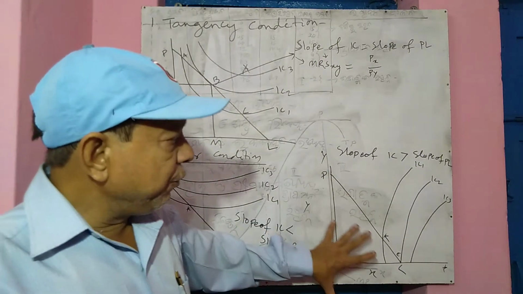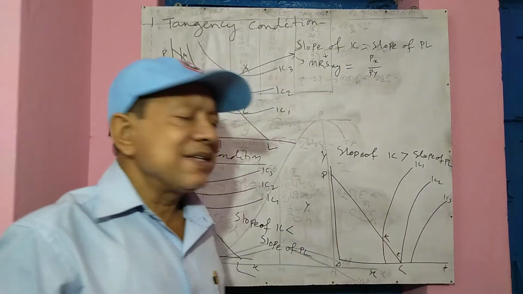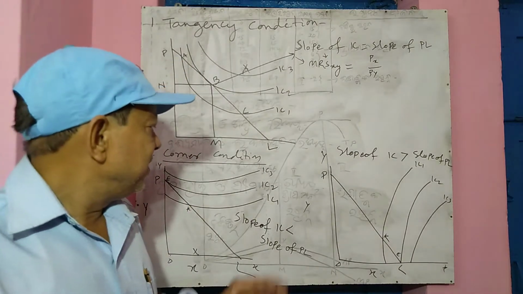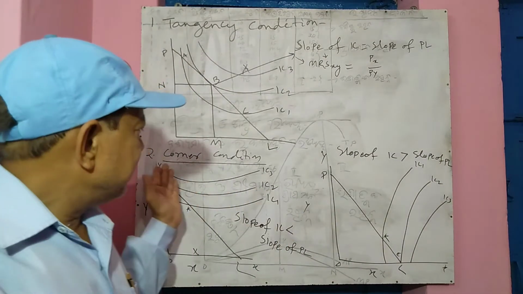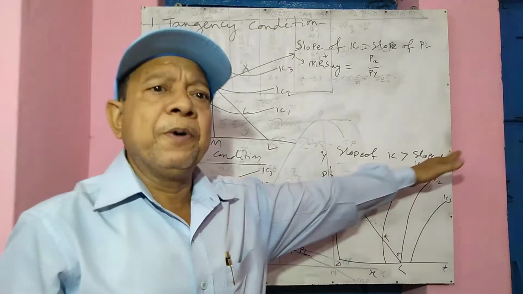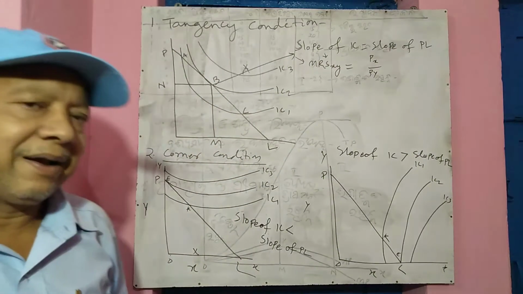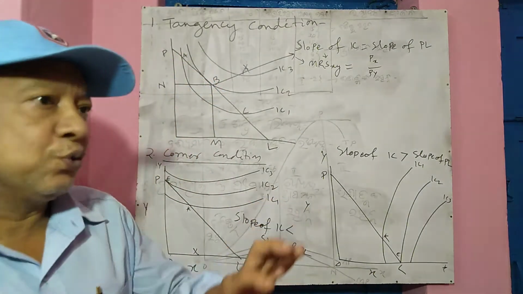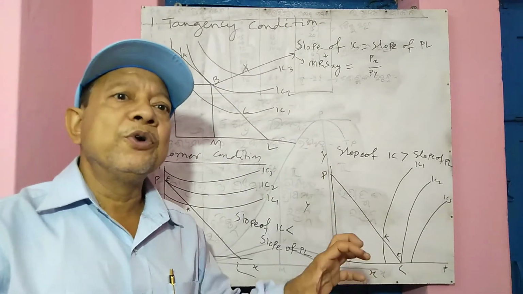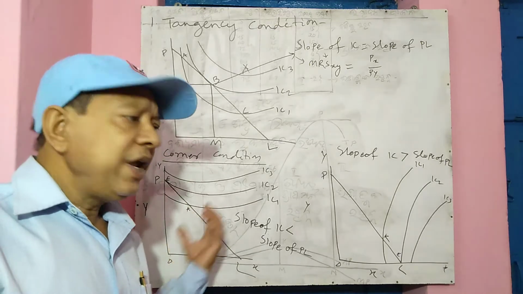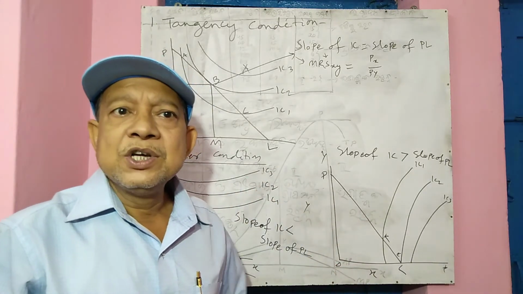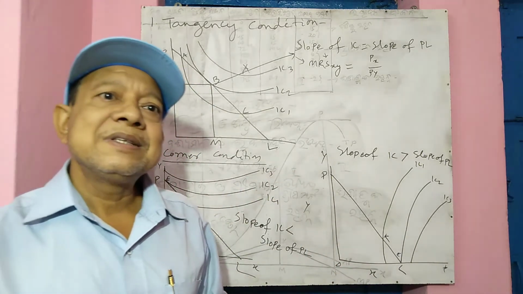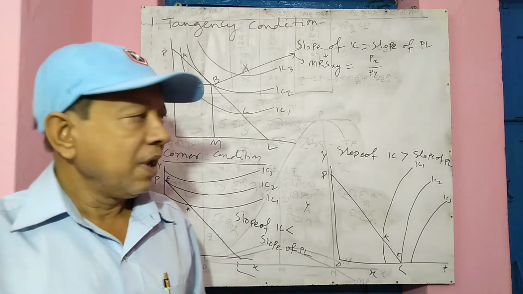So in this case, when the ICs are flatter or steeper, the consumer is bound to consume only one commodity, either only commodity Y or only commodity X, so as to maximize his utility.